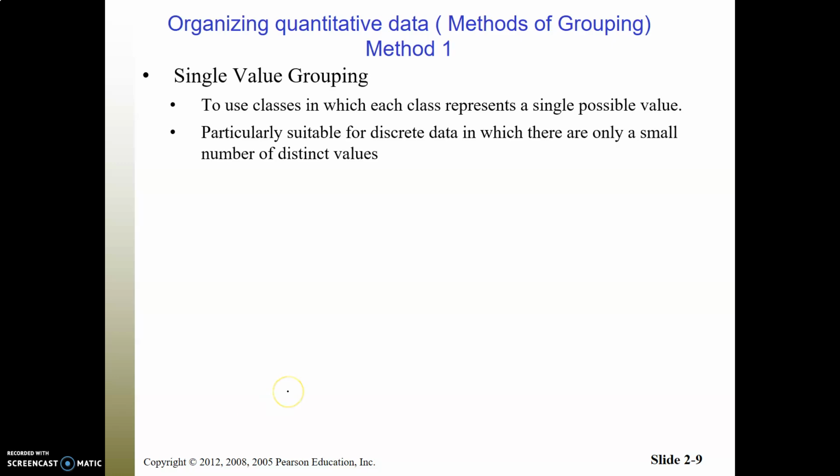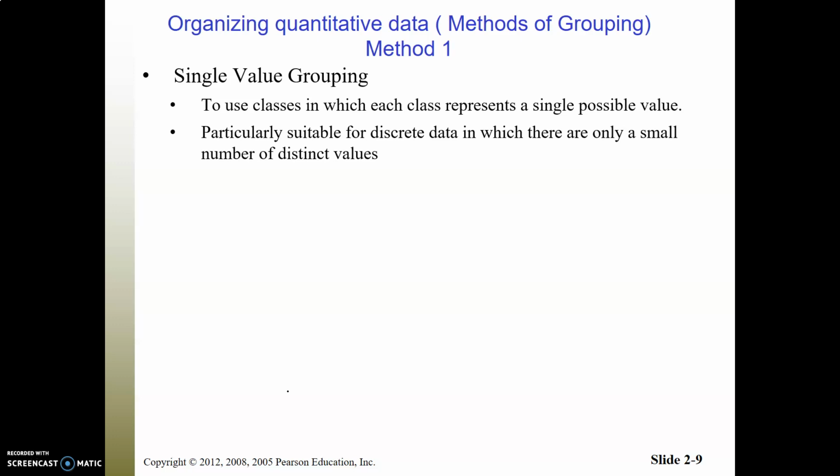And for this purpose, we have methods of grouping. There are 3 methods mentioned in your book. One is called single value grouping. The other one is called limit grouping. And the third one is called cut point grouping. But today in this video, I'm going to cover only single value grouping. What we do in single value grouping is we use classes in which each class represents a single value.